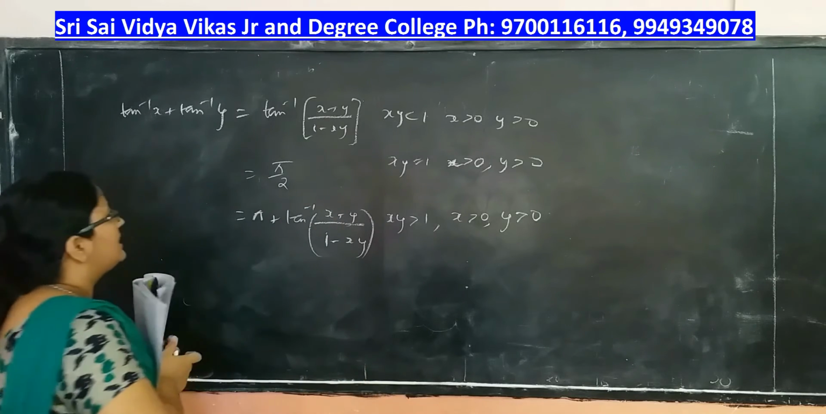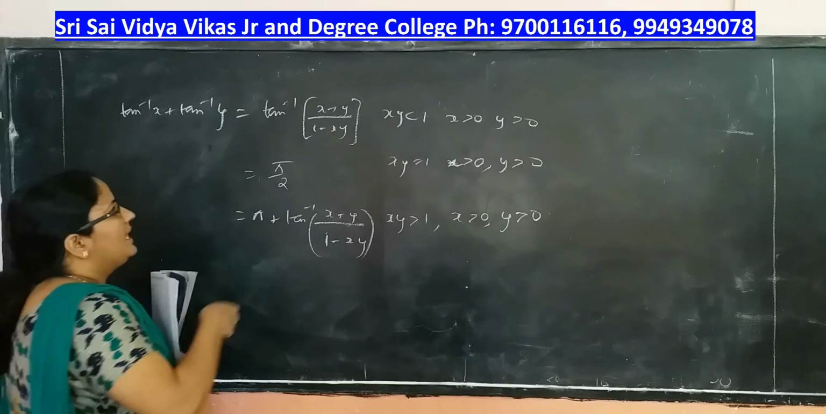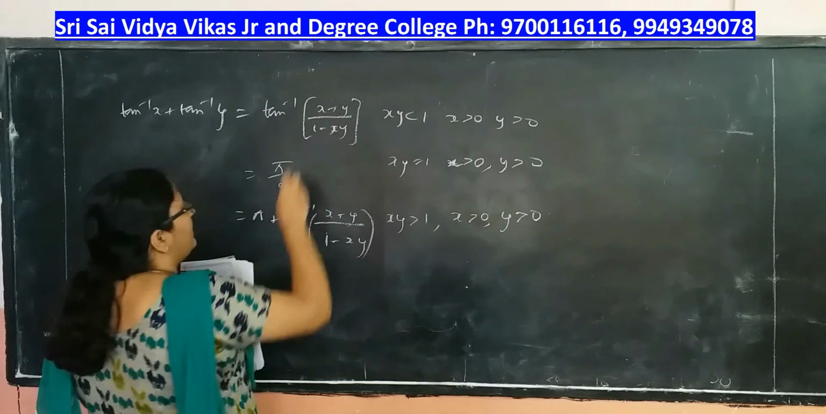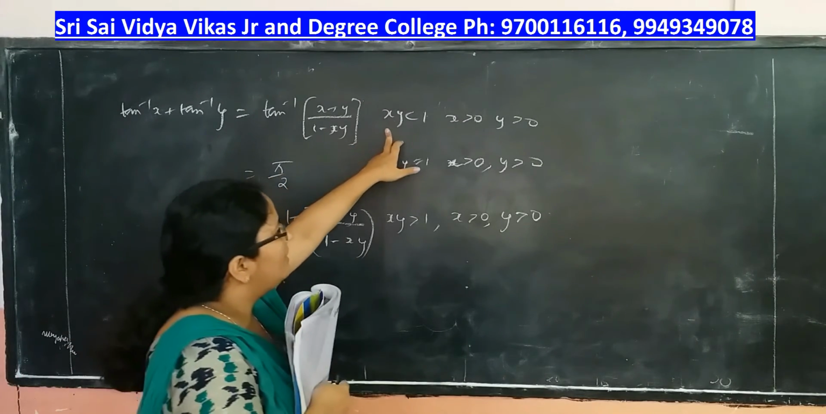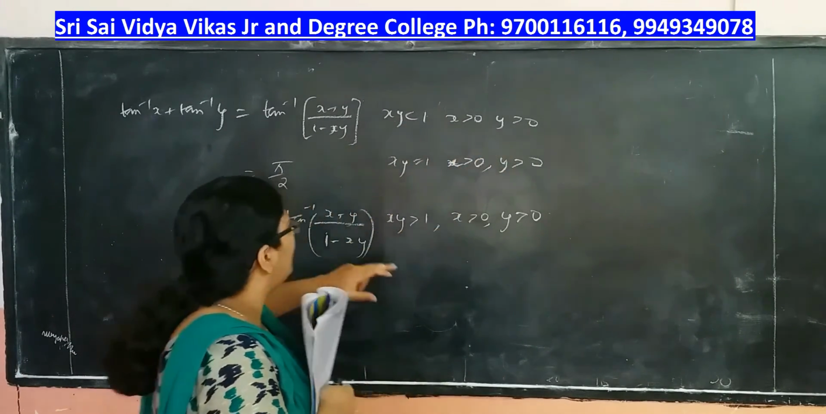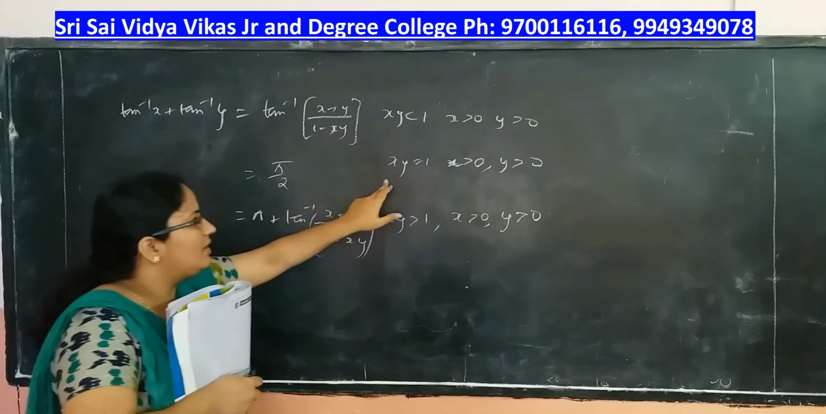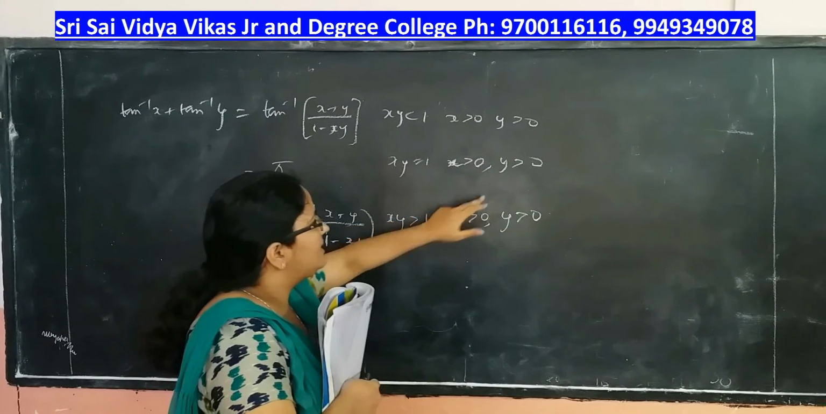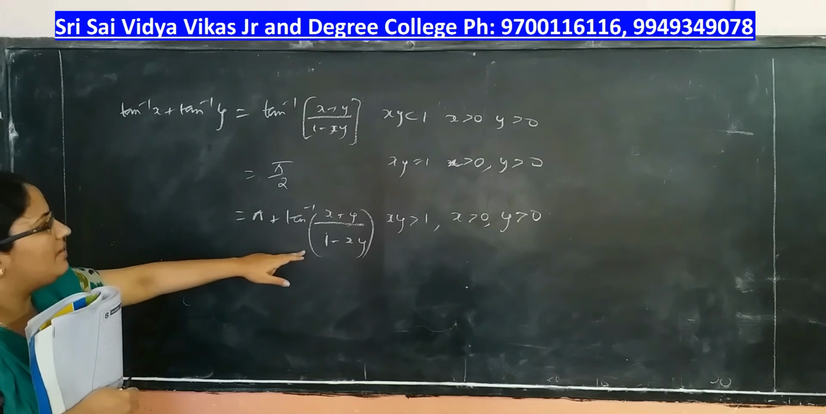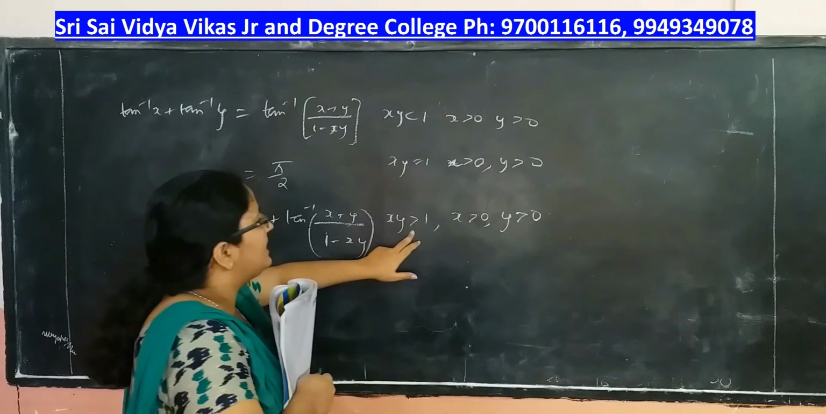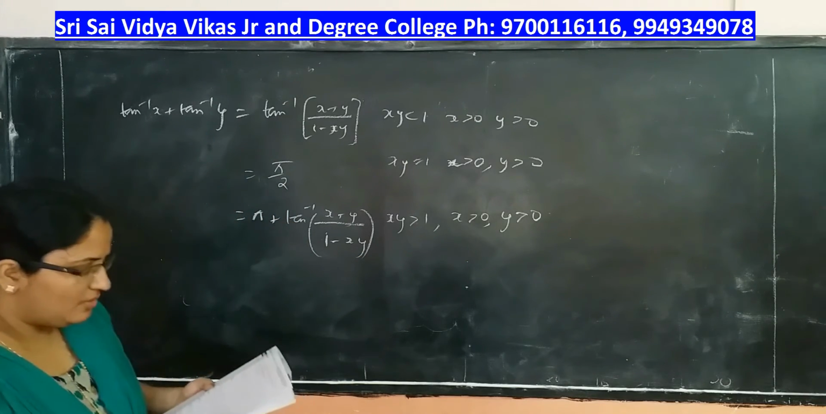I repeat the formula: tan inverse x plus tan inverse y is equal to tan inverse x plus y by 1 minus xy, the condition for this being xy less than 1, x greater than 0, y greater than 0. Tan inverse x plus tan inverse y is equal to pi by 2 when xy is equal to 1, x greater than 0, y greater than 0. It is equal to pi plus tan inverse x plus y by 1 minus xy if xy is greater than 1, x greater than 0, y greater than 0. Based on this, we shall do some problems.